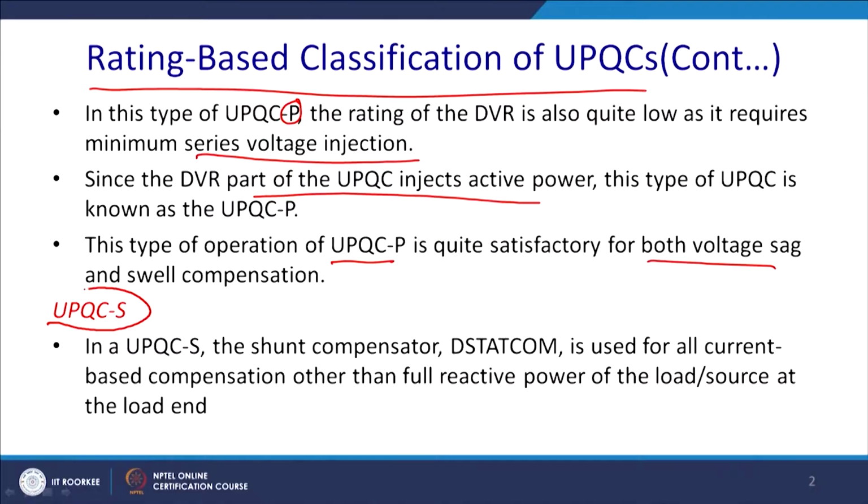And another is UPQCS, that is based on the apparent power. In UPQCS, the shunt compensator, STATCOM or DSTATCOM, is used for current based compensation other than the full reactive power of the load or the source end. It will try to mitigate mostly the different kinds of harmonics if present, and the reactive power as well as the negative sequence component of the current. So the full reactive power, both load and the source end.